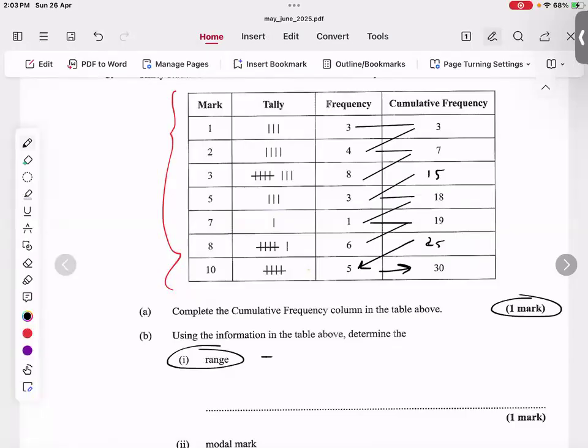Now, carefully now, because some person will think that this is mode. Mode is the observation that occurs the most. But what I said about range is that range is the difference between the observation that was the highest and the observation that was the lowest. So obviously, the range is going to be 10 minus 1, which is going to be 9. All right. So the highest observation was 10 because we realized that 5 persons had a maximum score of 10. And we realized that 3 persons had a maximum score of 1. So the range is 9.